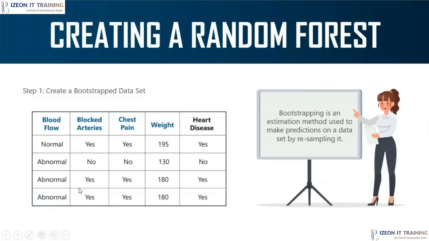Now all I did here is I created a bootstrap data set. Bootstrapping is nothing but an estimation method used to make predictions on data by resampling the data, right? This is a bootstrap data set. Even though this seems very simple, in real world problems, you'll never get such a small data set. So bootstrapping is actually a little more complex than this. Usually, in real world problems, you have a huge data set, and bootstrapping that data set is actually a pretty complex problem. Here, because I'm making you understand how random forest works, I've considered a small data set.